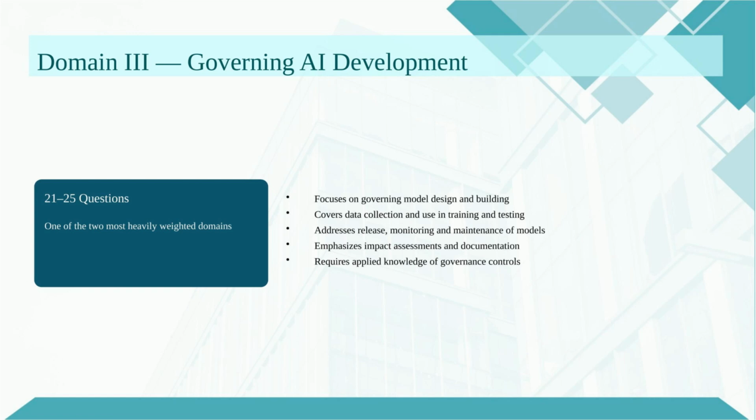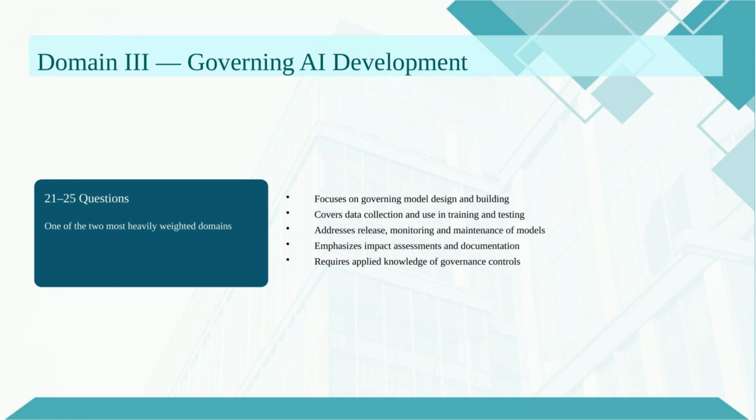So this is where serious points are won or lost. So what's this domain really about? Think of it as moving from the rule book into the workshop. Up to now, we've covered what AI is and what rules surround it. Here, we roll up our sleeves and ask, how do you actually govern AI while it's being designed, built, trained, and tested? This is the hands-on, life cycle side of governance.